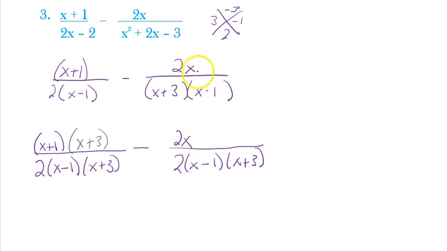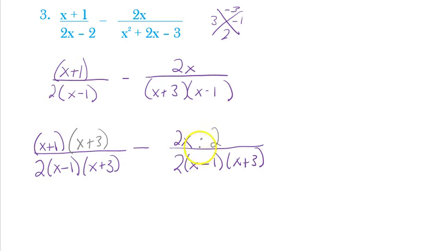In the fraction on the right, I kept my 2x as my old stuff. And then I look at the denominator. X plus 3 went to x plus 3, nothing changed. X minus 1 went to x minus 1, nothing changed. What did change is I now have a 2 in the denominator of the fraction on the right. So I'm going to multiply the top by 2.